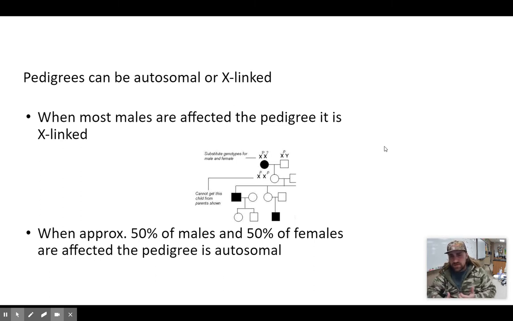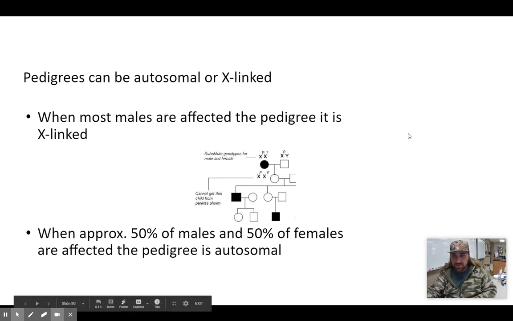When approximately 50% of the males and 50% of the females are affected the same, the pedigree is going to be autosomal, meaning that there's not a sex-linked trait, and that's just running our normal Punnett squares we've already done. Okay, so you have to make sure that you identify these 2 things.